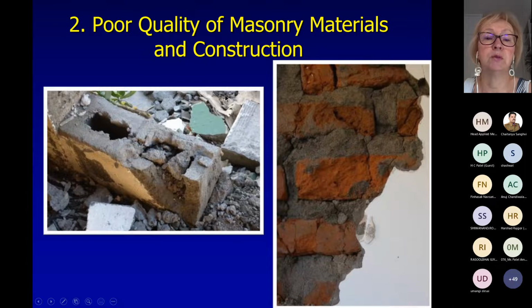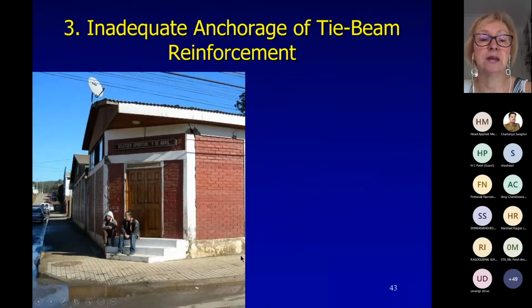And the second, poor quality of masonry materials. You can see here poor quality of concrete block, and the blocks were tested. They had very low strength. And then brick masonry, you can see very thick joints in some cases, and probably low strength bricks. So that exists everywhere. And then inadequate anchorage of tie column reinforcement.